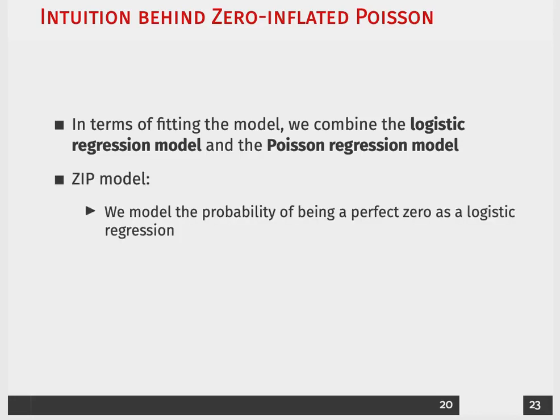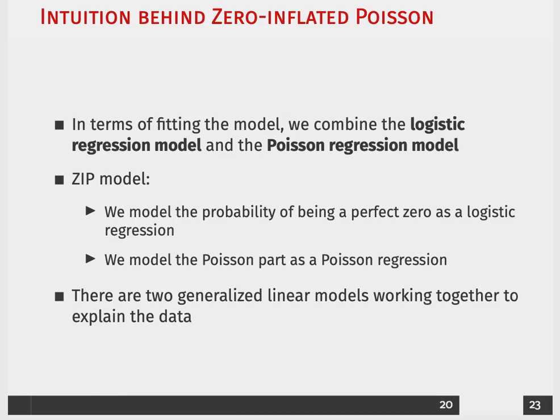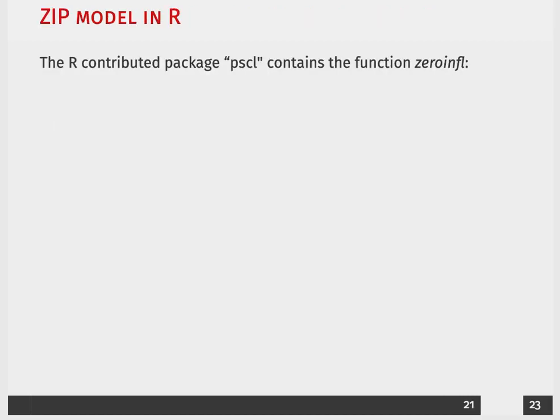So with this zero-inflated Poisson model, we need to model the probability of being a perfect zero. That's going to be the logistic regression. And then we're going to model the Poisson part, the count, with a Poisson regression. These are two different generalized linear models that we're using to work together to try to explain these potentially two different data generating processes.